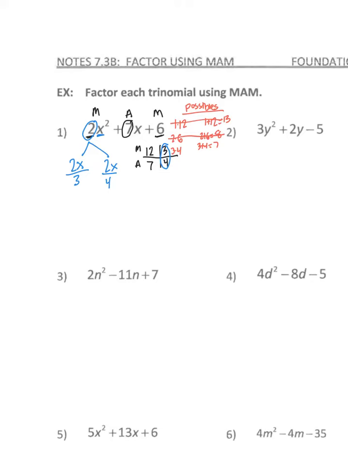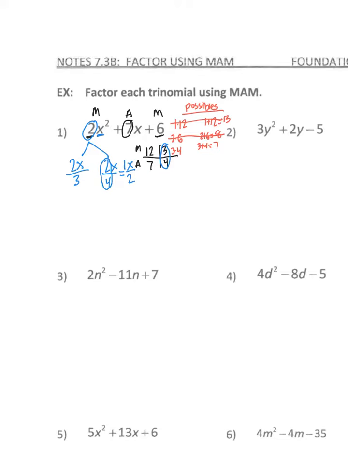Now, my next step is to simplify. This first fraction, 2x over 3, I can't simplify that one. But this one, 2x over 4, that simplifies to just 1x over 2. Now, if you can't simplify that in your head, you can type 2 divided by 4 into your calculator. That gives you 1 over 2. So that's where you get 1x over 2.